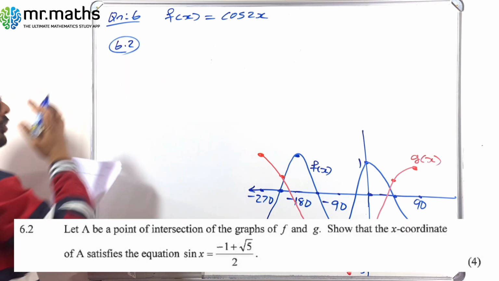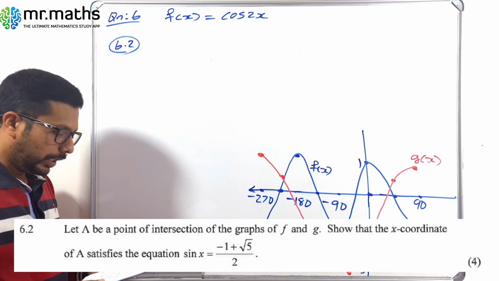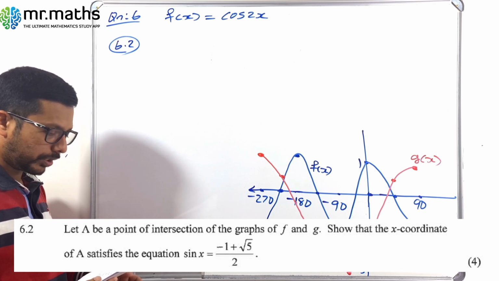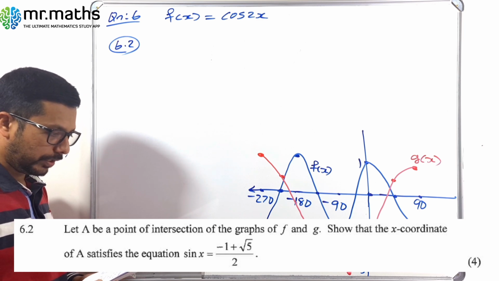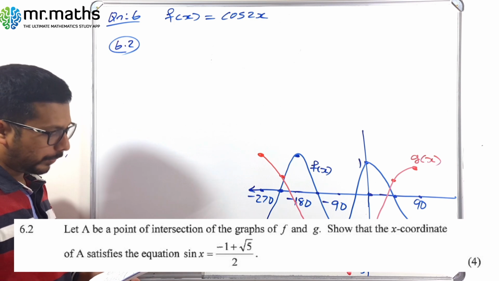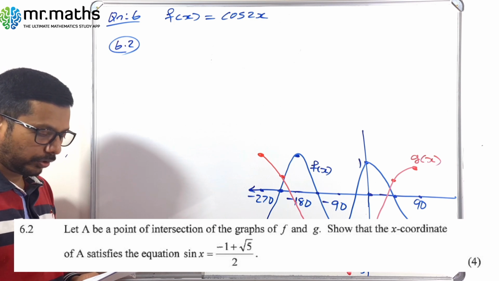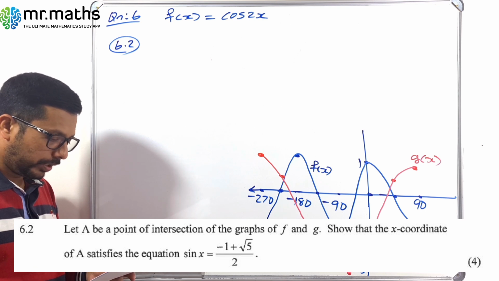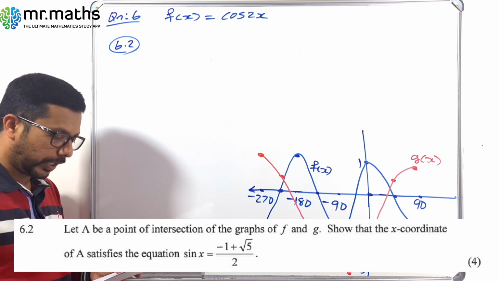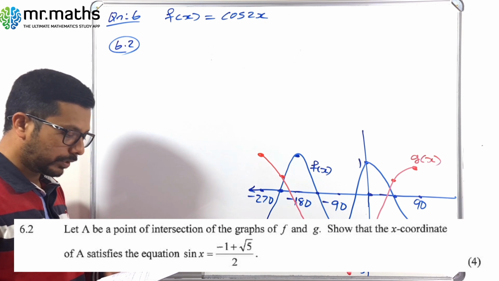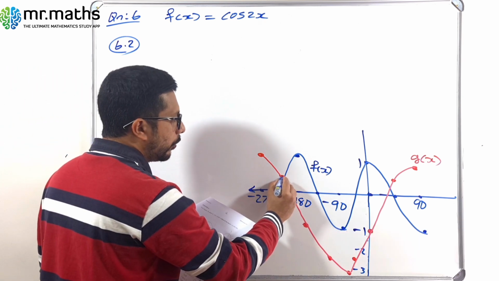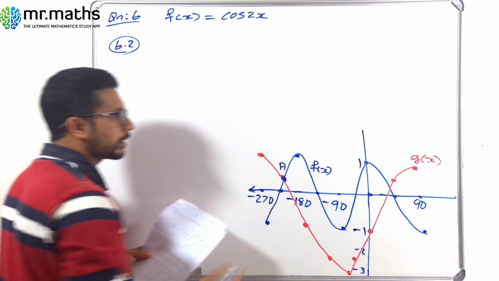Question number 6.2. What is that question? Let capital A be a point of intersection of the graph of f and g. So capital A denotes the point of intersection of the graphs f and g. Show that the x coordinate of A satisfies sin x is equal to (-1 ± √5)/2. They call that point A.